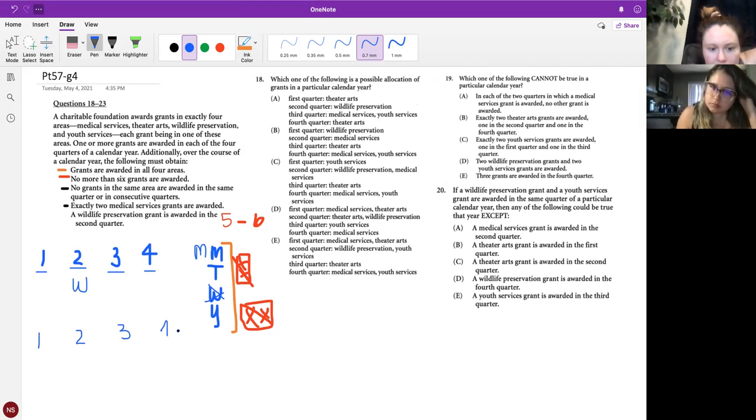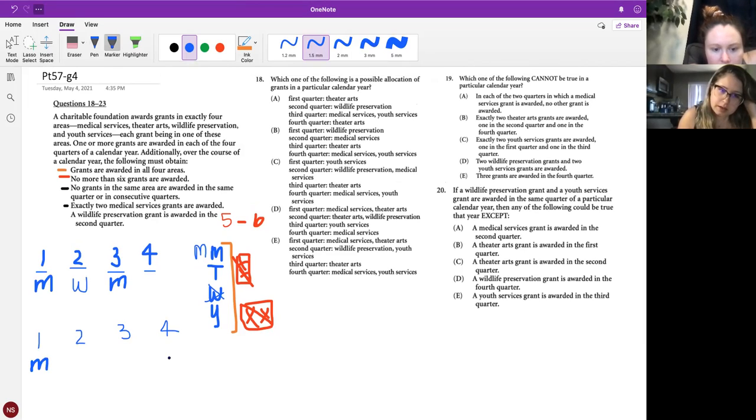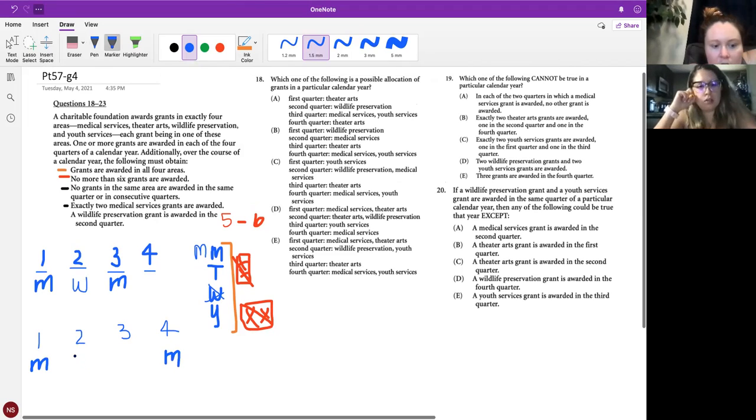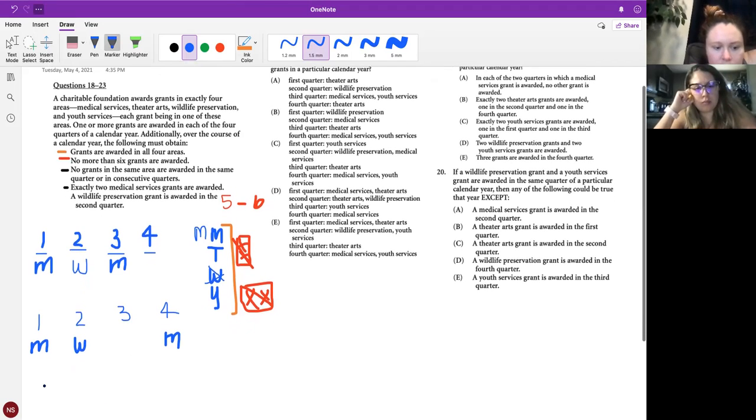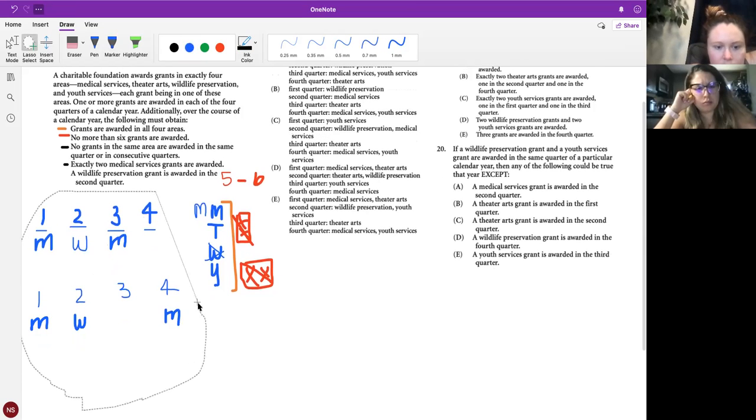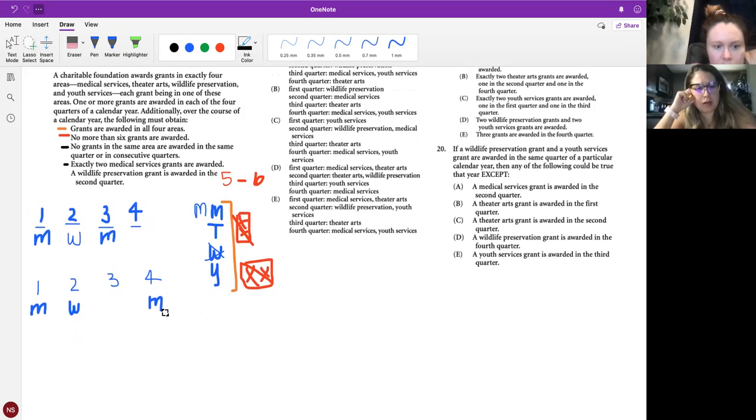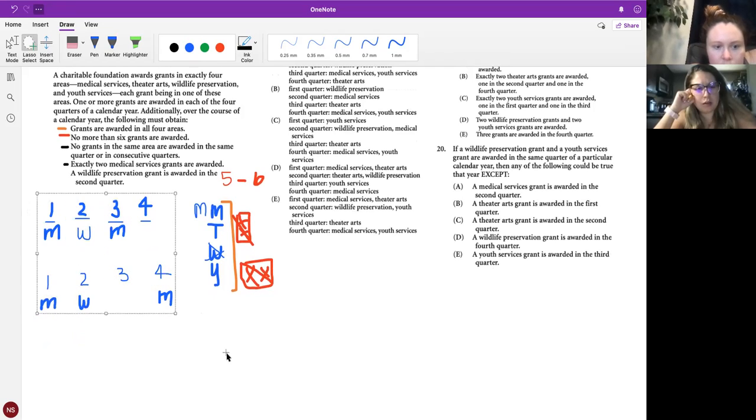Or none. What I'm hearing you do is you put M here and M in 3. You put M in 1 and then M in 4, with W in 2. But where else can M go? M can't go in 3. It can't go in 2.